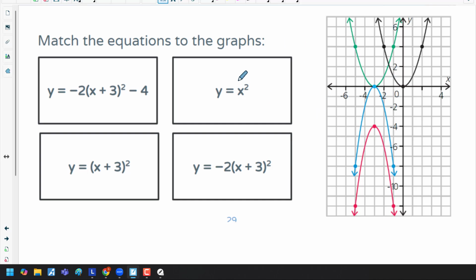So y equals x squared, that's called our parent function, or our basic function without any transformations, without any a values, h values, or k values. So this has a vertex of 0, 0. So I know this is going to be the black graph here. So I'm just going to color code it. I'm going to write black here.